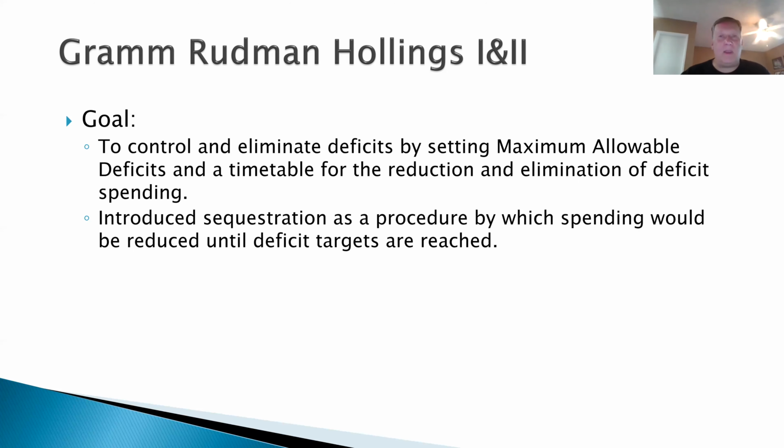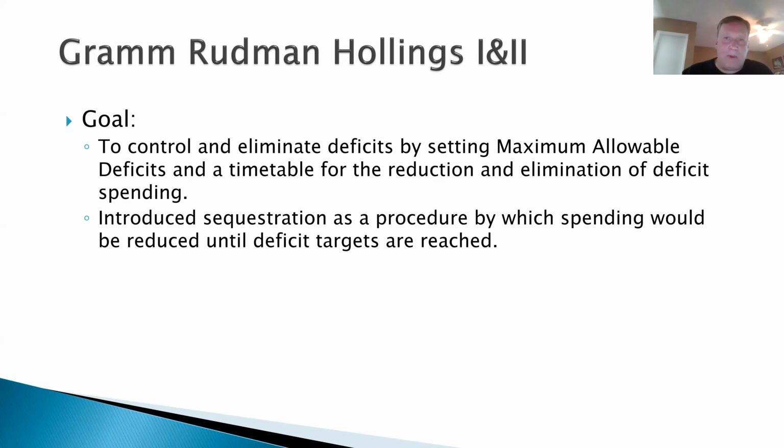So 2 years later, they went back to the drawing board. They rewrote the legislation into what became known as Gramm-Rudman-Hollings II, the sequel. And we all know that typically sequels are not better than the original, and this is no exception to that. Gramm-Rudman-Hollings II, they changed the timetable. They just increased the deficit targets and said, let's start over again, and let's try this again.